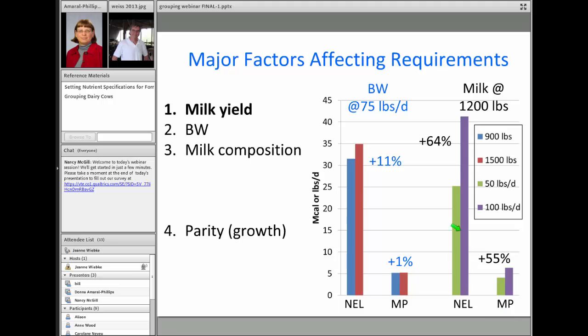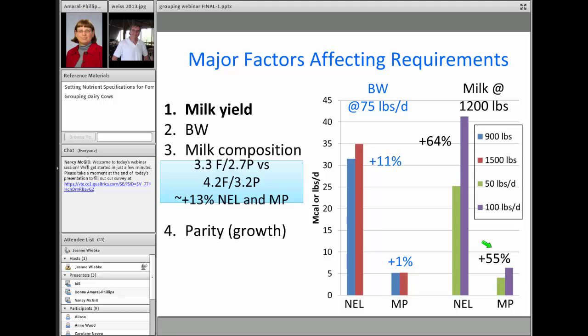Then these bars over here, now I have an average cow weighing 1,200 pounds, which is the average of this. But I have 50 pounds of milk per day and 100 pounds. So a 50-pound spread. And again, within a pen, that's probably not the maximum spread you're going to have, but it's a pretty good spread in production. And look at the effect it has on requirements. From going from 50 to 100 pounds of milk, I increase energy requirements by 64%. I increase protein requirements by more than 50%. So milk clearly is driving requirements.